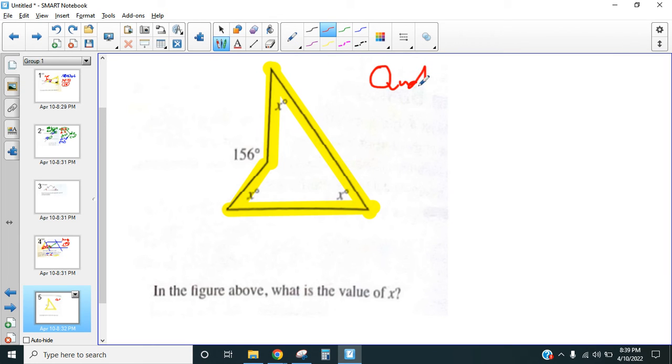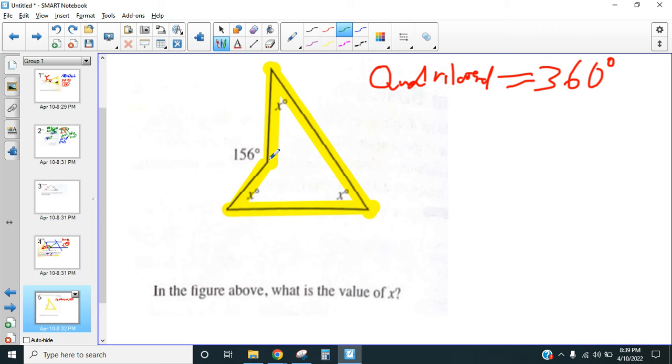Quadrilaterals have 4 sides, and they have a total of 360 degrees on the interior, right? Triangles have 180, quadrilaterals have 360. Now, this is a really funky looking one because it's caved in. This is called a concave polygon. So it's very weird. It has an angle that's bigger than 180 because it's caved in like that.